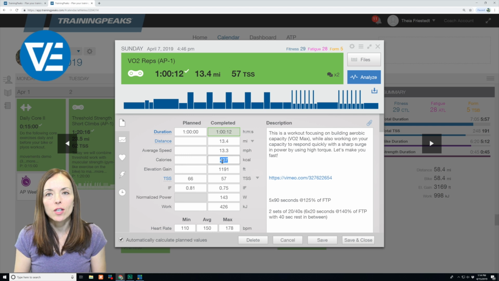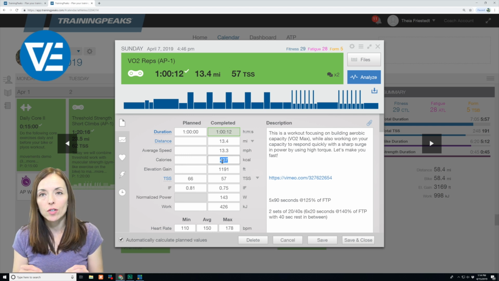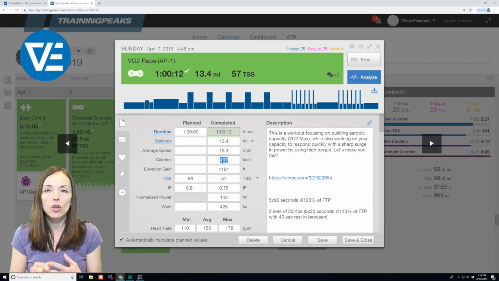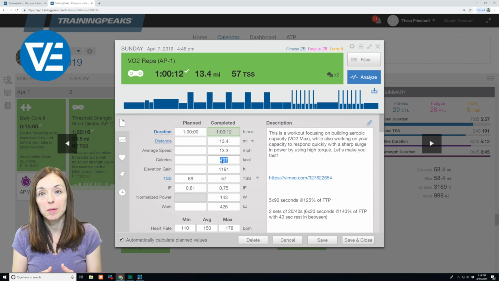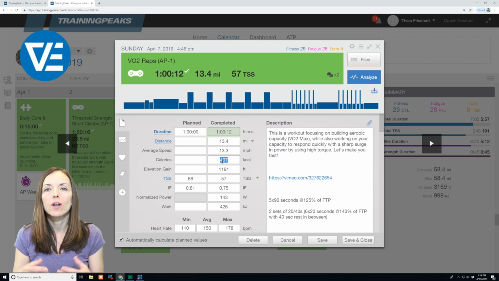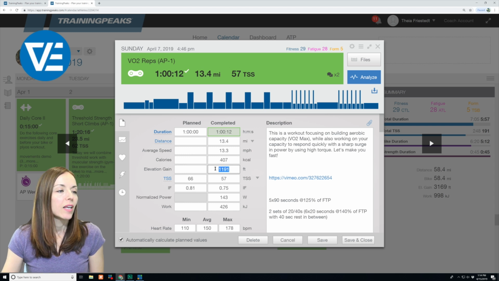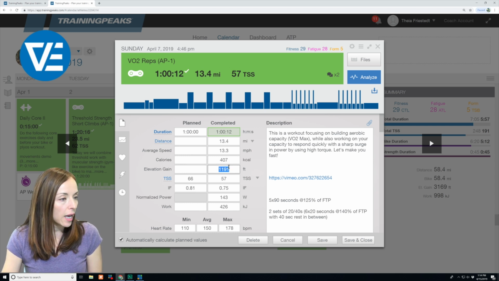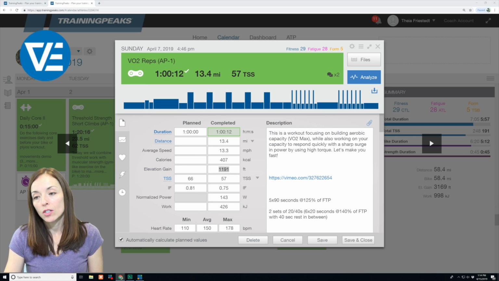No gadget out there is able to accurately track calories you spend. Even if you enter all your information, your weight, your height, etc., there's no way that a machine will know exactly what happens inside your body and how you process and metabolize food. Therefore, it is an estimate. Then elevation gain for this workout. And now TSS. TSS stands for training stress score.